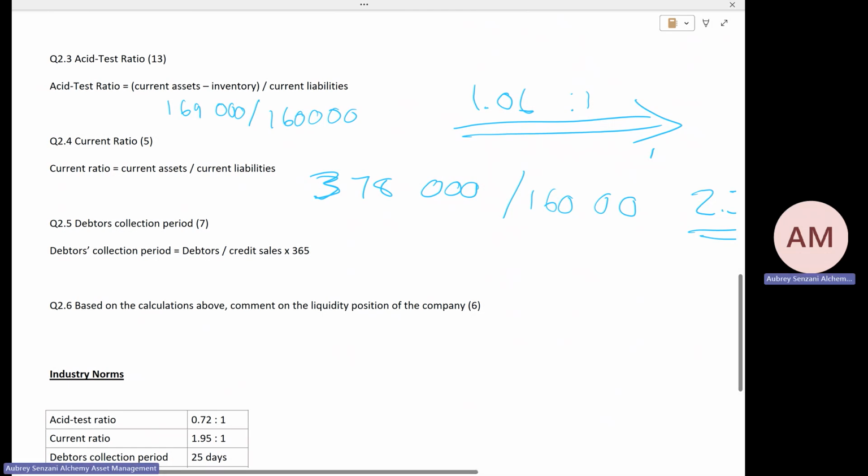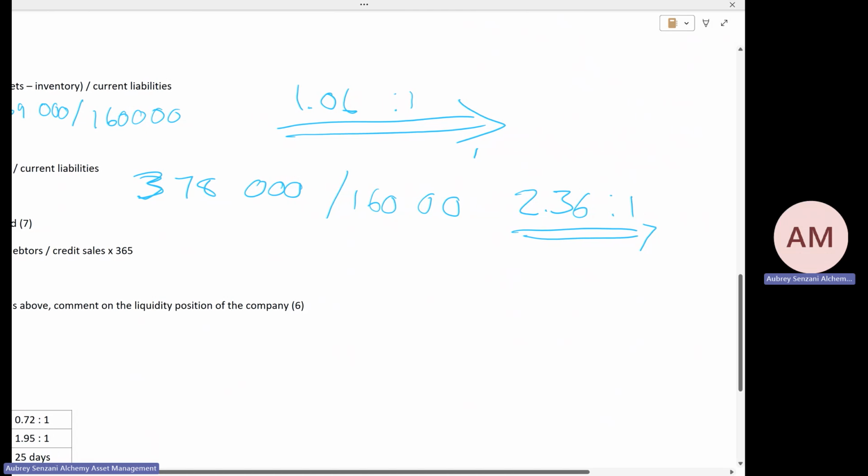I would say, considering that for every rand of current liabilities, we have 2.36 current assets. Therefore, this business is liquid in that it can cover its current liabilities with its current assets. Okay. Then I would go on to say, what else would I then say? You can leave it at that.